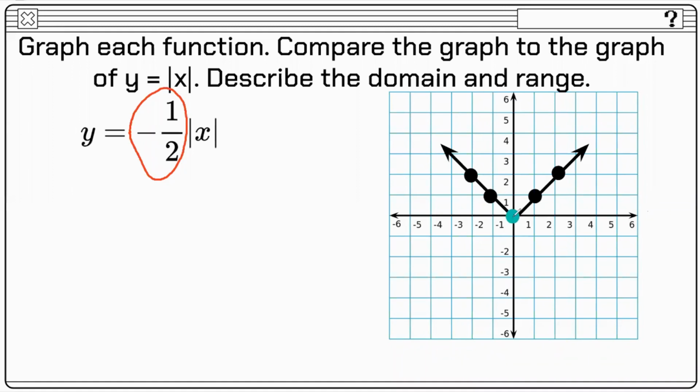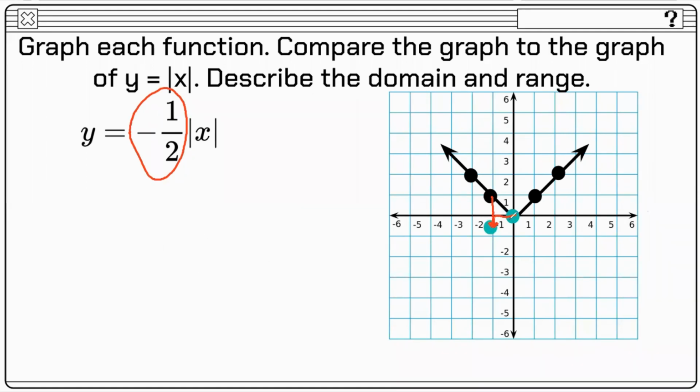Remember, our vertex is still at 0, 0, and now we can go 1 unit to the left. However, this is where our translations come into play. Remember that it's negative 1/2, so rather than going up 1 unit, we want to go down. But since it is being multiplied by 1/2, we want to cut our going up 1 unit into half. So rather than going up 1, you're only going to go down 1/2 units. And so you can go ahead and plot your point there.